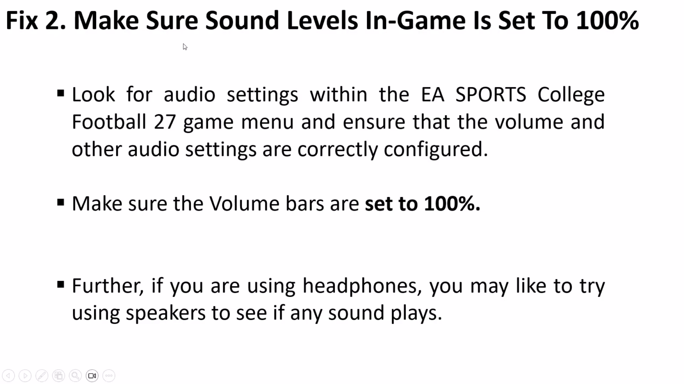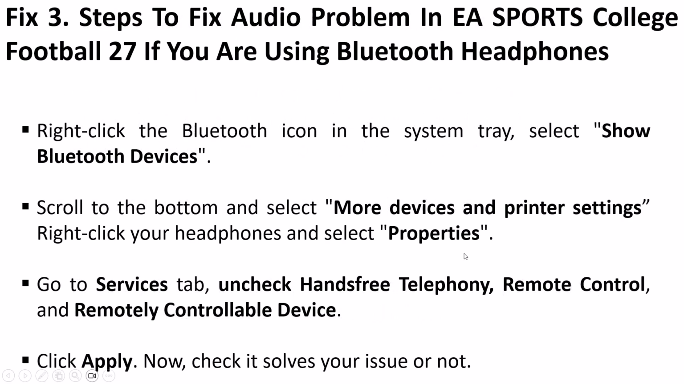Fix 2 is to make sure sound levels in game is set to 100%. So look for the audio settings within the EA Sports College Football 27 game menu and make sure that the volume and other audio settings are correctly configured. Make sure the volume bars are set to 100%. Further, if you are using any headphones, then you may like to try using speakers to see if any sounds play or not.